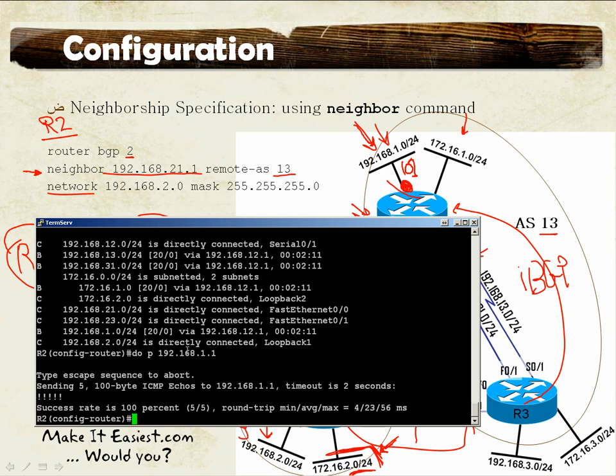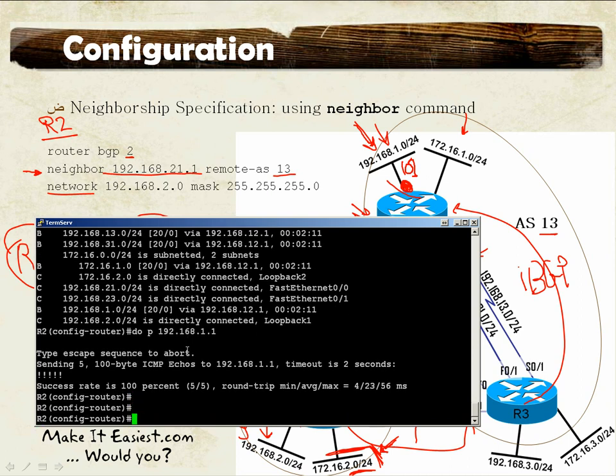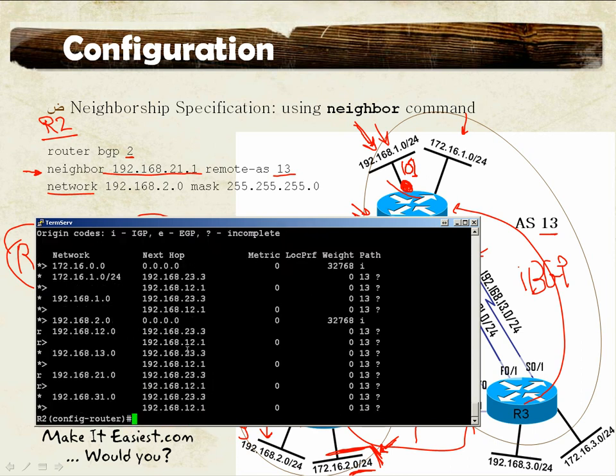So what I really want you guys to see is how redistributed information would look like in the BGP database. You will see a question mark at the origin code. We agreed that the question mark, incomplete, means that these routes have been injected into BGP using redistribution, and this is exactly what happened.